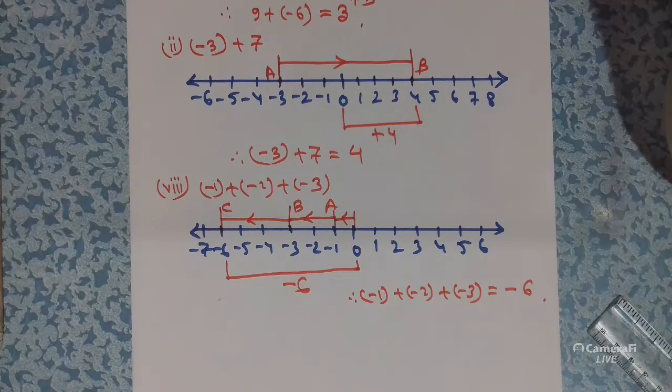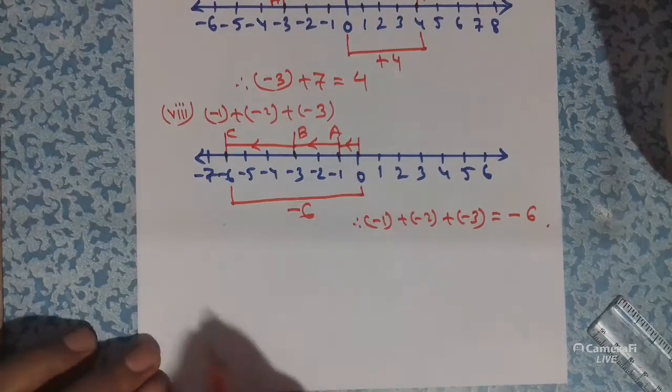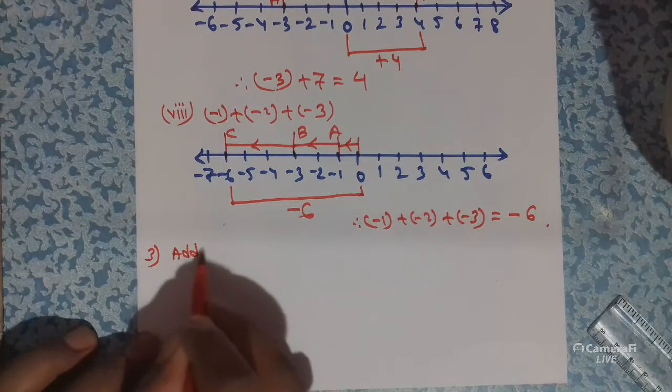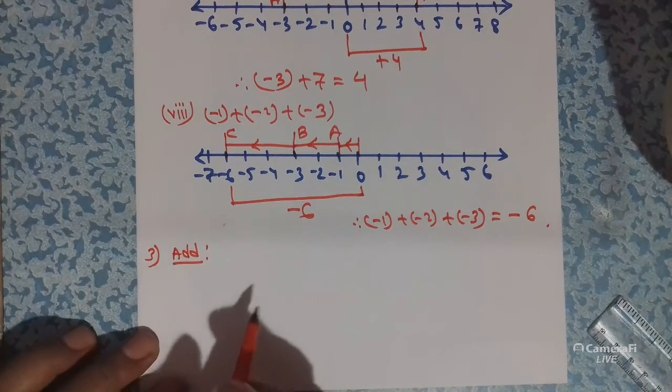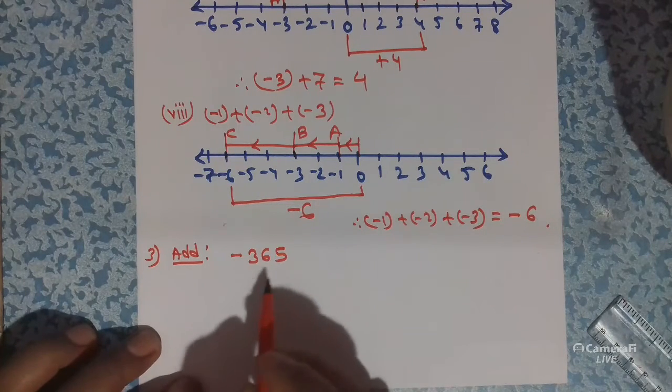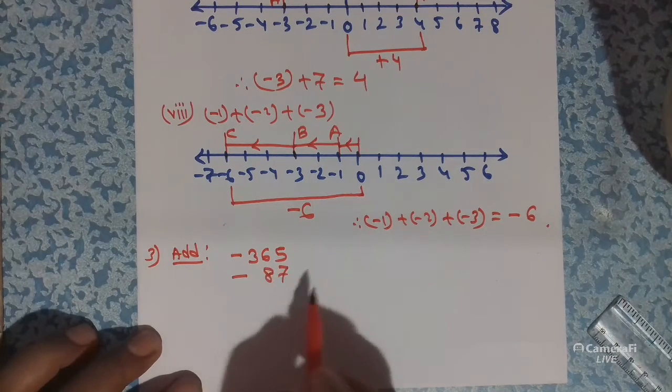Okay. Now I am going to show you how to add the integers. Question number 3. Add minus 365 and minus 87.